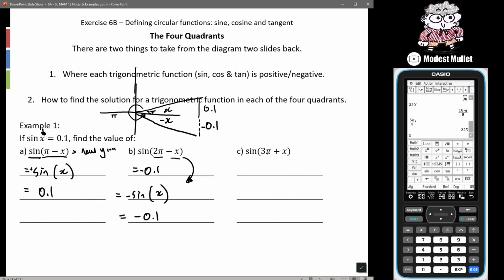What happens if I go to 3 pi plus x? Well, 2 pi all the way around, go again another pi, then add x to there. What's my y component? 0.1, and since I'm going down, it's negative, so I get negative 0.1. I could have also just written this as sine of x, and because I'm in the third quadrant, it would need to be negative, which also gives me negative 0.1.